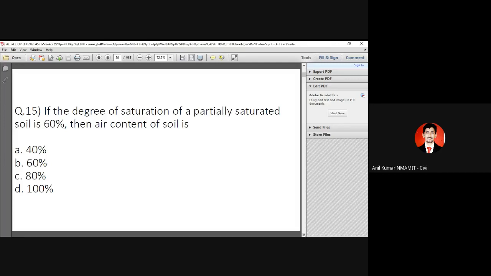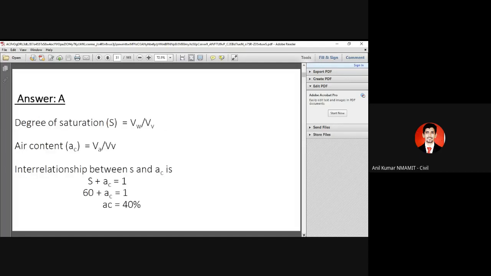How to solve this? It is so simple. It is a direct equation, your substitution, right? We know that degree of saturation is volume of water by volume of voids. Air content is Va by Vv. So you can interrelate this. There is an interrelationship equation, that is S plus AC is equal to 1. Based on that, I know that saturation plus air content is equal to 1.